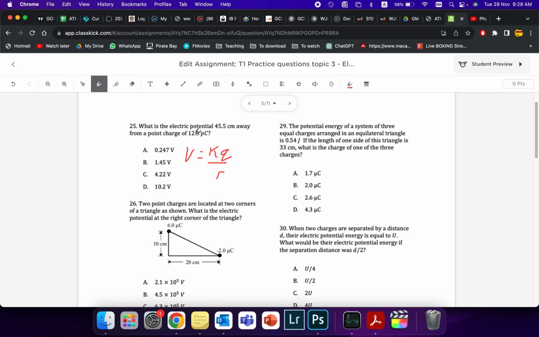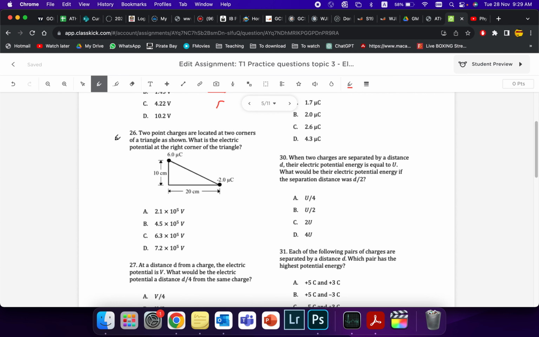12.5 pico. Pico is times 10 to the minus 12. It helps to remember that. 45.5 centimeters times 10 to the minus 2. I'll just divide by 100. Put the numbers here. 9 times 10 to the 9 multiplied by 12.5 times 10 to the minus 12 divided by, not 45, 12.5, divided by 45 times 10 to the minus 2. Putting that in your calculator, I'm not going to write it out, it'll take me forever. If you do that, you will get 0.247.